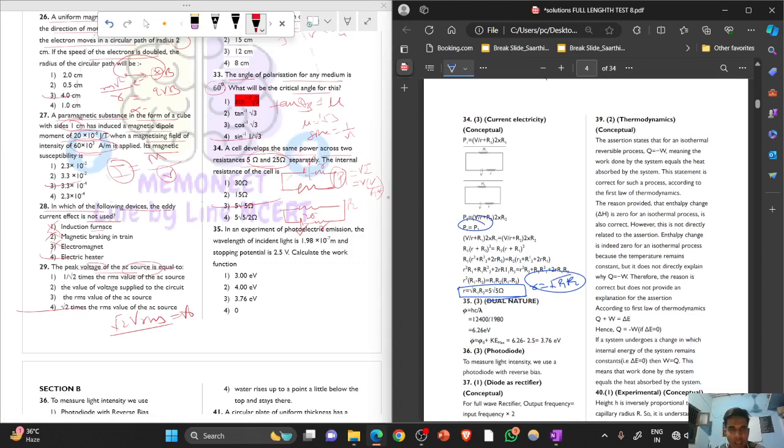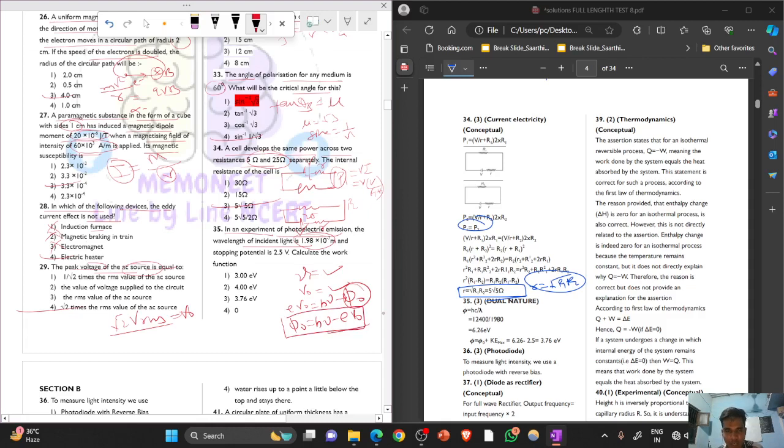Now moving ahead. In an experiment on photoelectric emission, the wavelength of incident light is given, so you can calculate the frequency mu from here, and the stopping potential, V naught, is given. Work function: you know that e V naught is equal to h mu minus work function. From here, you can calculate the work function, that is, work function is equal to h mu minus e V naught.